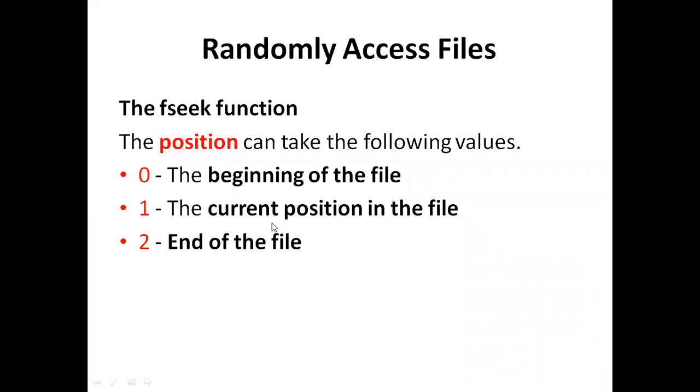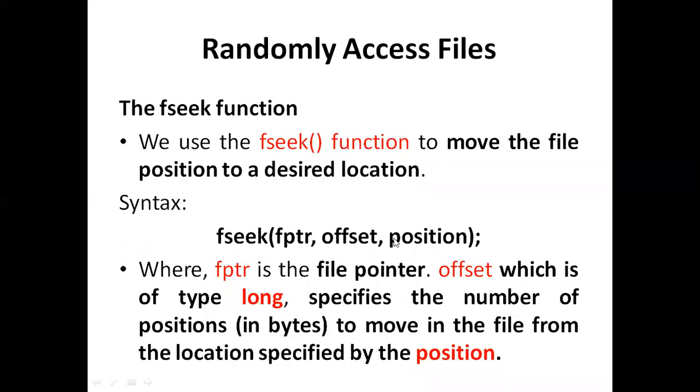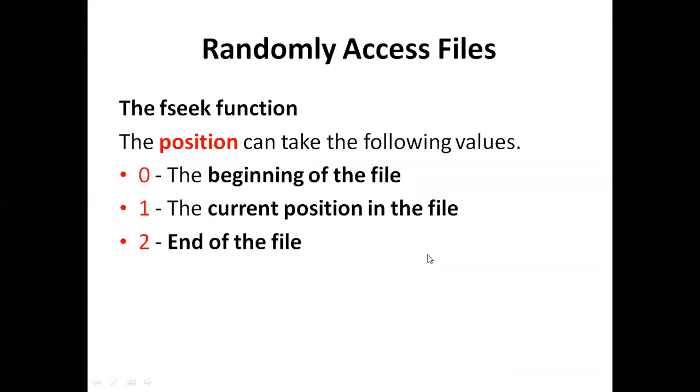And 1 means current position. Where the cursor currently exists, from that position it is going to read. 2 means the end of the file, it is going to move to the end of the file. What are the three position values we need to remember? 0 for beginning, 1 for current position, 2 for end of the file.